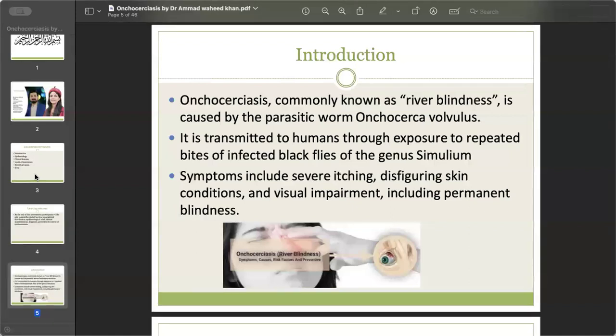Introduction. Onchocerciasis, commonly known as river blindness, is caused by a parasitic worm, Onchocerca volvulus. It is transmitted to humans through exposure to repeated bites of infected black flies of the genus Simulium. Symptoms include severe itching, disfiguring skin condition, and visual impairment, including permanent blindness.